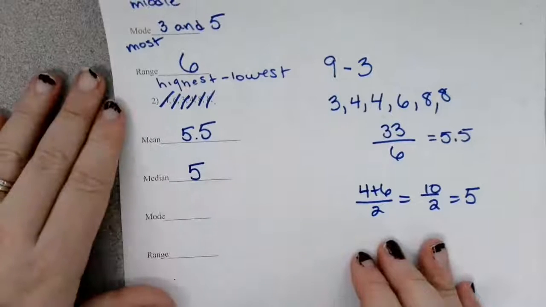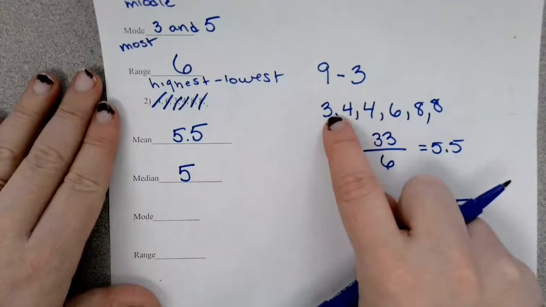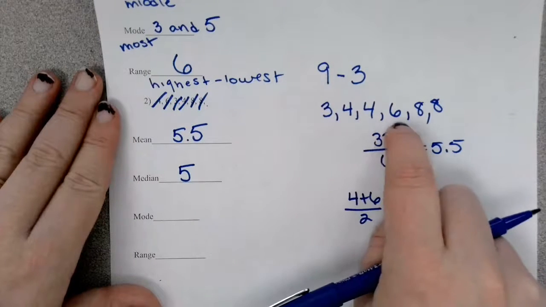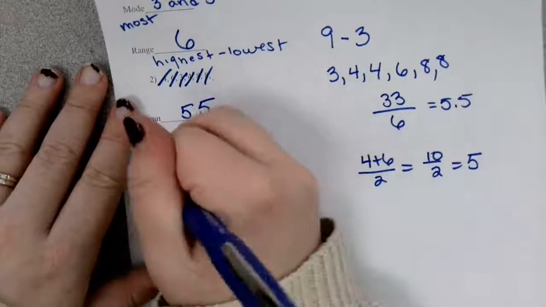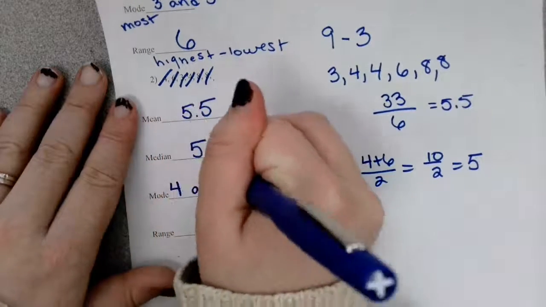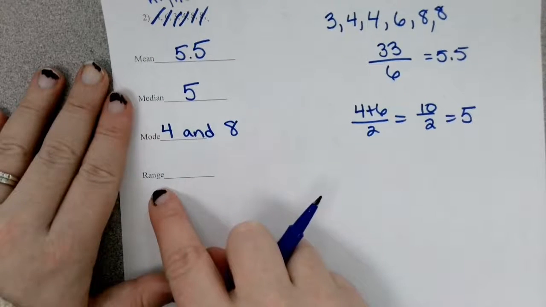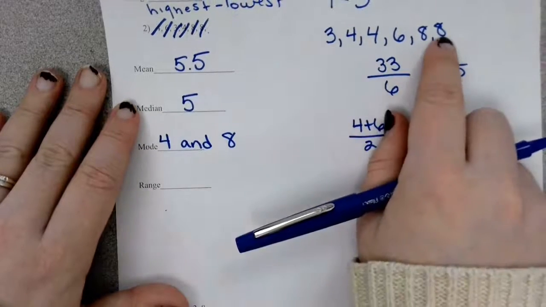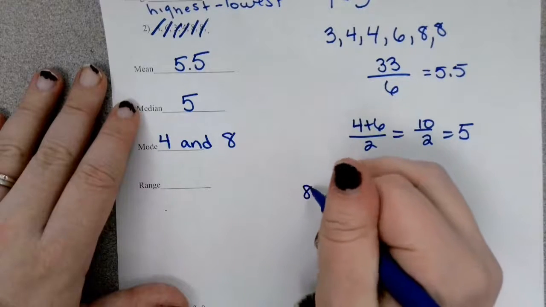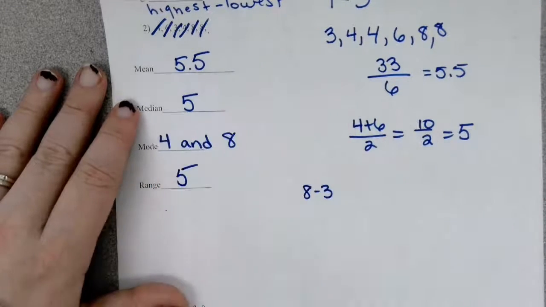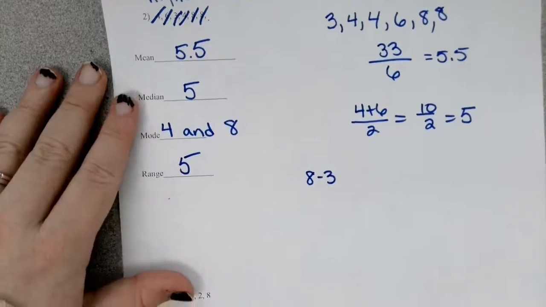My mode is the number used most often. I only have 1 3, I have 2 4s, I have 1 6, I have 2 8s. So again in this problem, I have 2 modes. Range is your highest minus your lowest. Highest number is 8, lowest number is 3, leaving my range as 5.